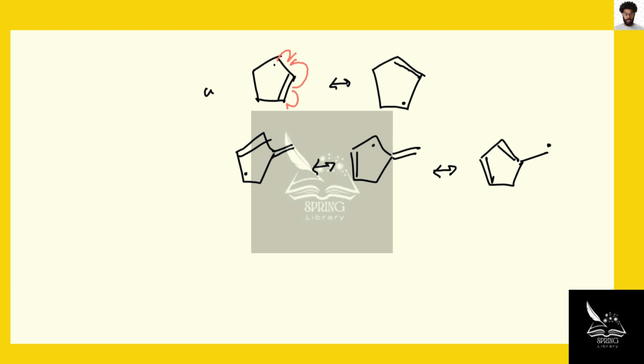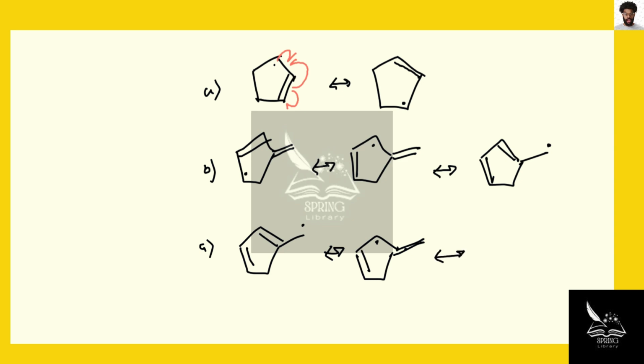Okay, so sorry, I'll label these. That's A, that's B, here's C. What's kind of interesting is that C is exactly the same as B. It's just starting from the other side, but notice that the central resonance structure is in fact the same. Okay, and then it moves over to give us the same structure as the first one from B.